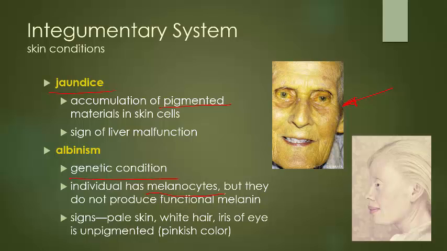What really determines skin color is the activity of those melanocytes. So albinism is a genetic condition in which the melanocytes are there, but they don't have the ability to produce functional melanin. And so people who live with albinism have very pale skin. They have white hair. The iris of their eye can even be really unpigmented, and so the iris takes on a pinkish color because of the blood vessels associated with the iris. All these kinds of conditions or characteristics of the body contribute to the color that we see.